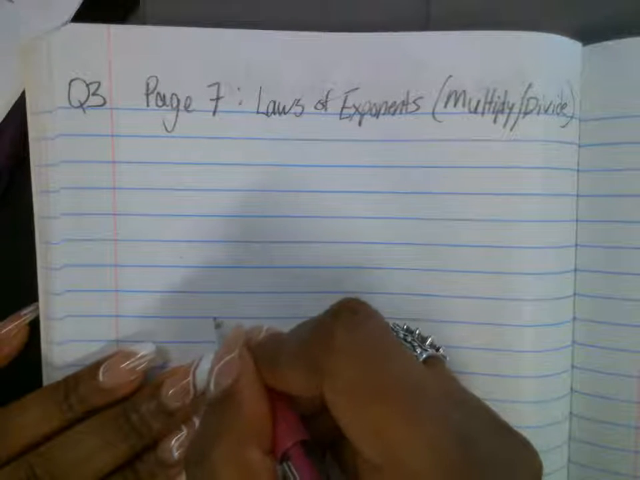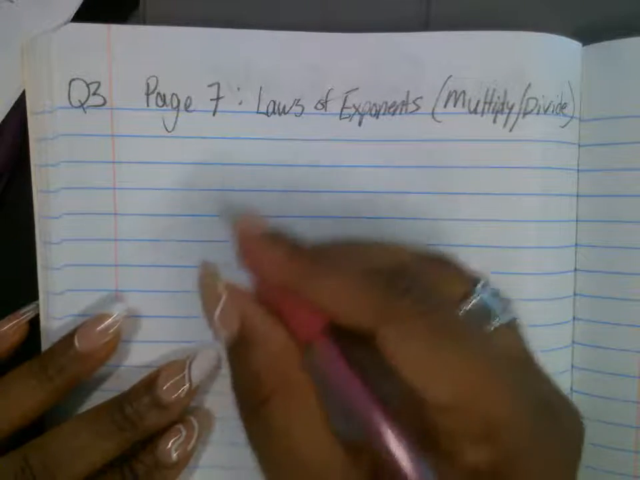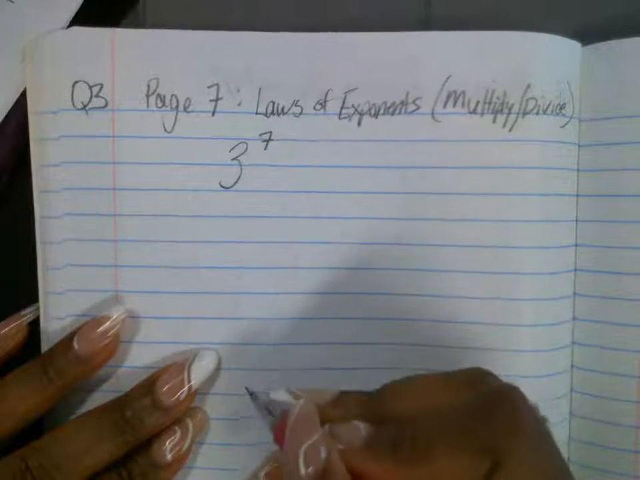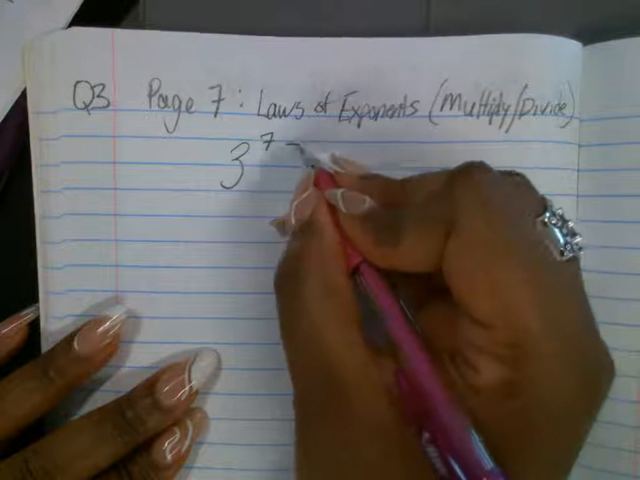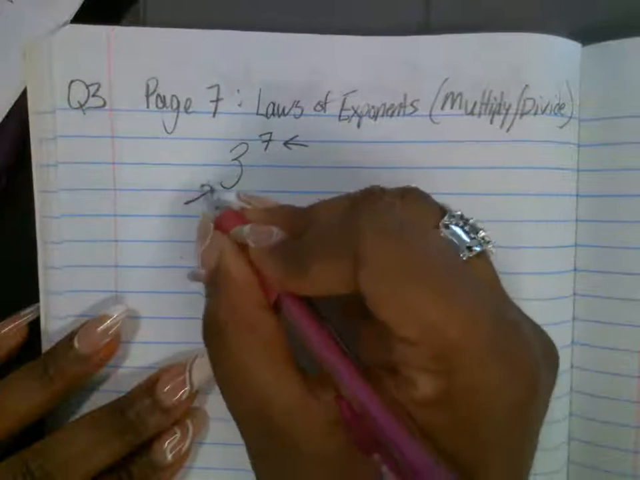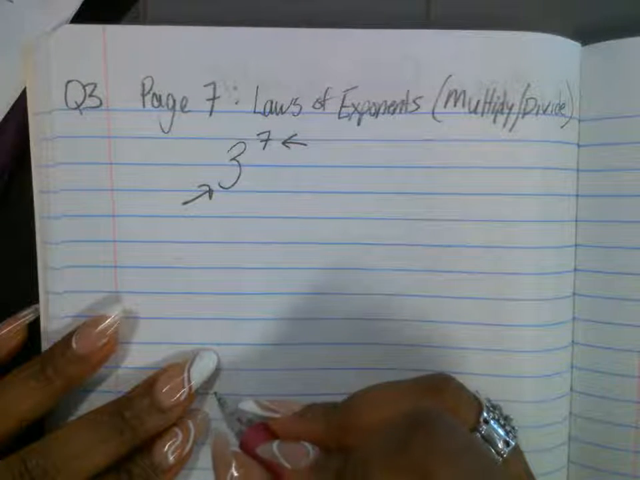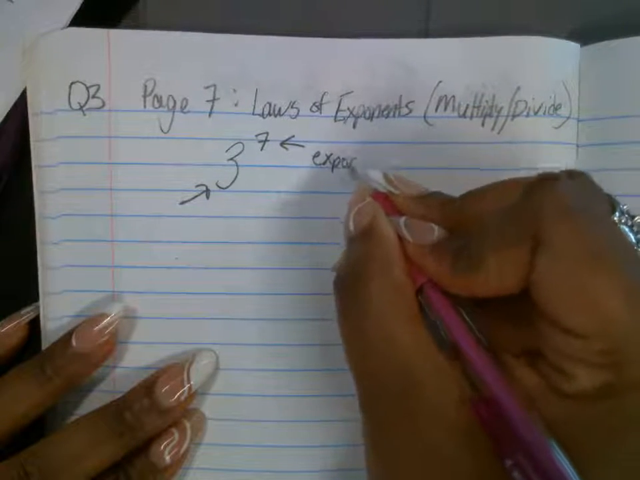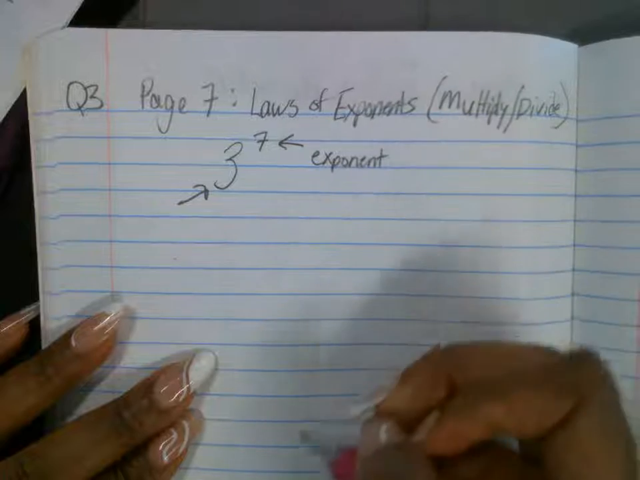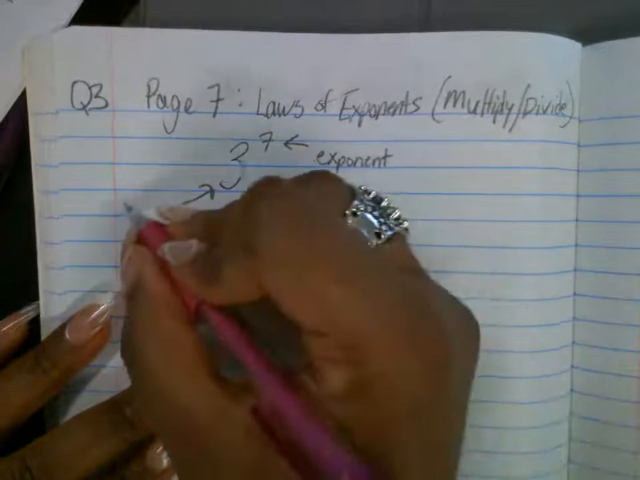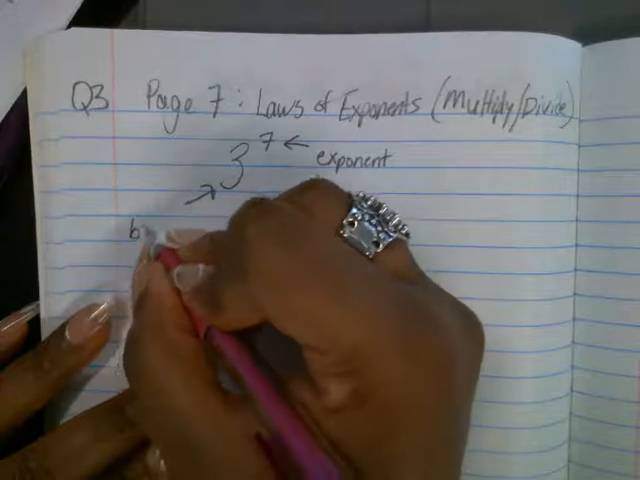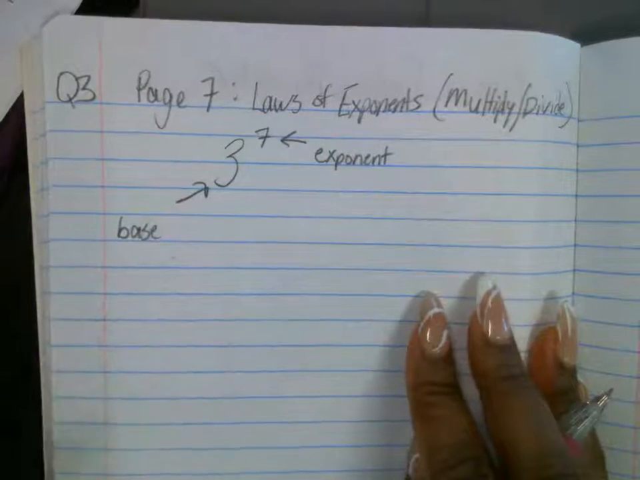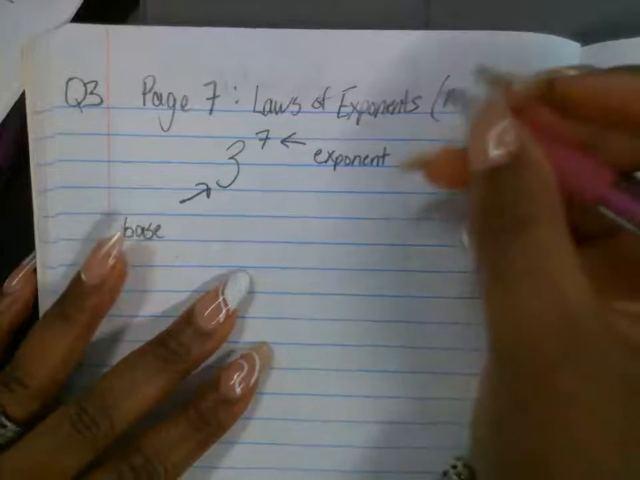All right, here we go. This is exponent and base. Which one of these is the exponent and which one of these is the base? Which one's the exponent? 7. The 7 is the exponent. And the base is then what? The 3. Okay. The exponent tells us how many times to multiply the base.